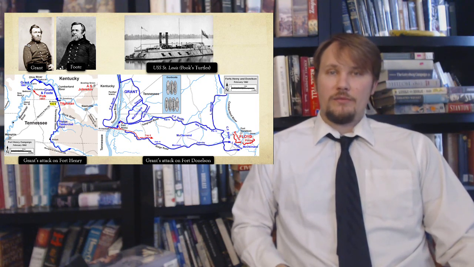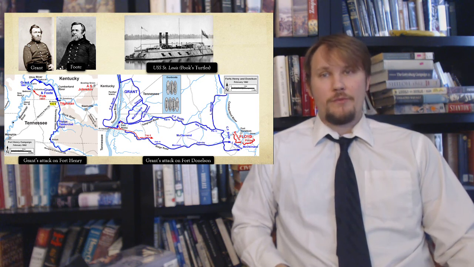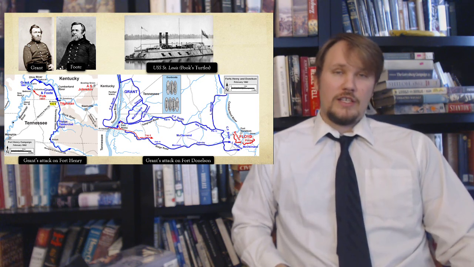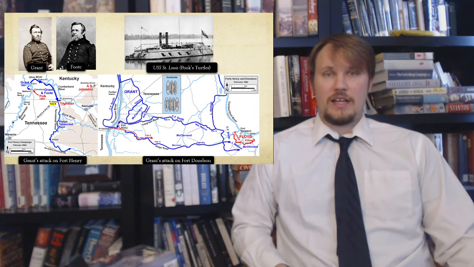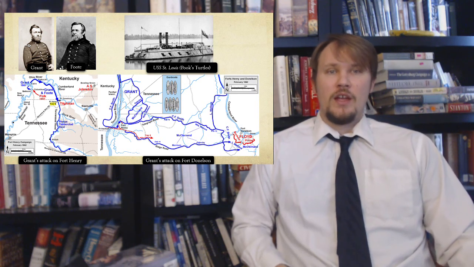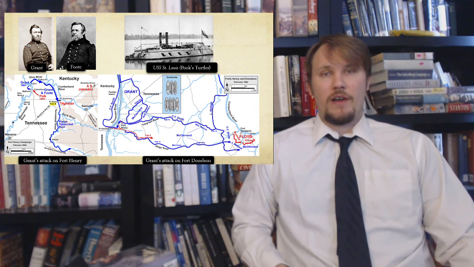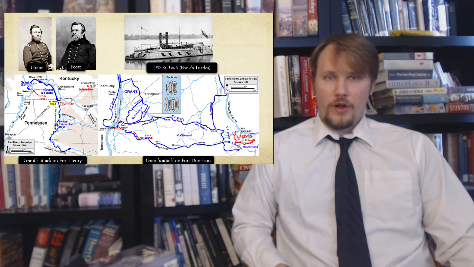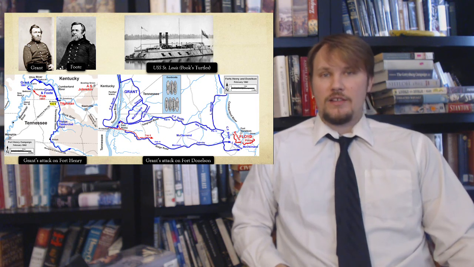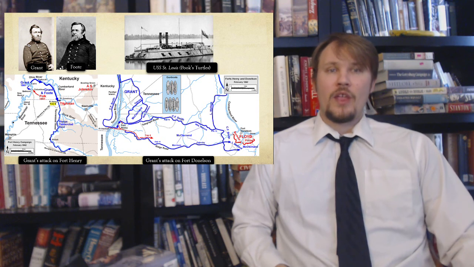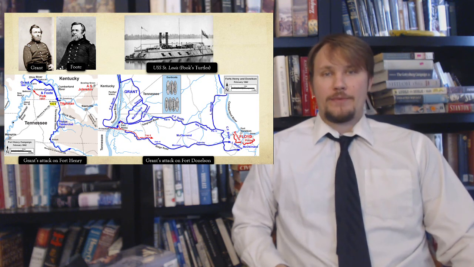These ironclad gunboats were designed by a man named Samuel Pook, and the soldiers called these gunboats Pook's Turtles because they kind of looked like turtles in the rivers. These ships were about 175 feet long, and they had slanted armor on them. They had 13 guns and were powered by steam engines. And in February, Grant captured the Confederate forts of Henry and Donelson.